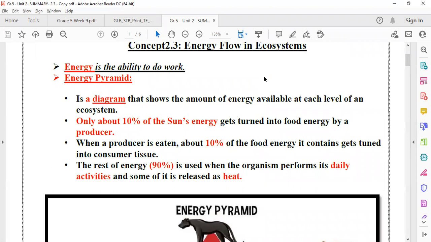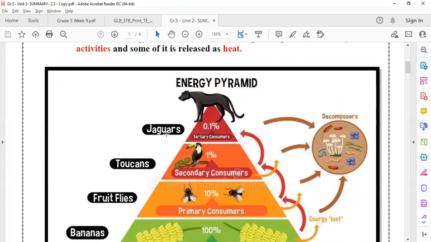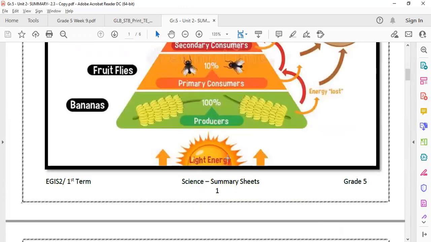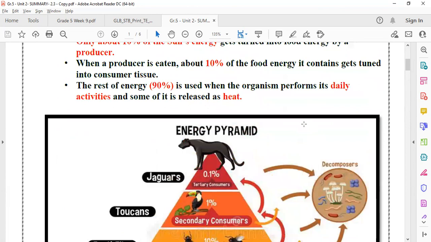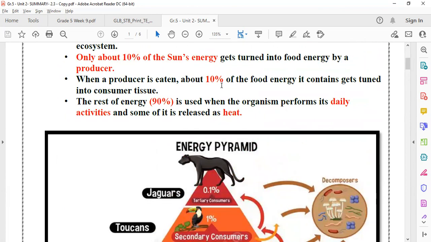So this diagram or this pyramid, it tells us the amount of energy that is available for each type of organisms in the ecosystem. But listen to this part carefully. Only about 10% of the sun's energy gets turned into food energy by a producer. So when the sun supplies light energy for the plants, the producers, they only use 10% of the energy.